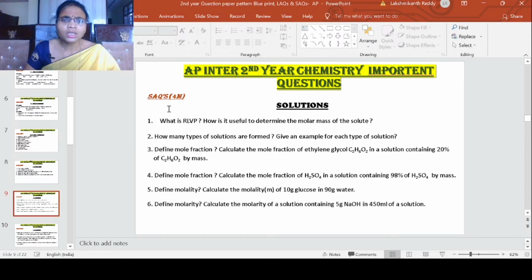Next, solutions. What is RLVP? How is it useful to determine molar mass of the solute? How many types of solutions are formed? Give their examples. Next, define mole fraction, a problem. Define molality, small m, a molality problem. Define molarity, a molarity problem.